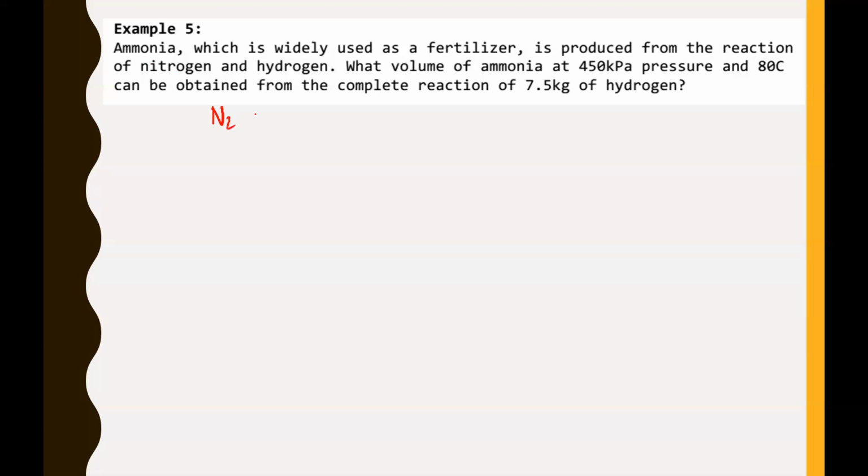Anyway, same reaction. So it's going to be N2 plus H2 is going to become NH3. We need 2 of these guys. We need 3 of these guys. What do you know? It's balanced.